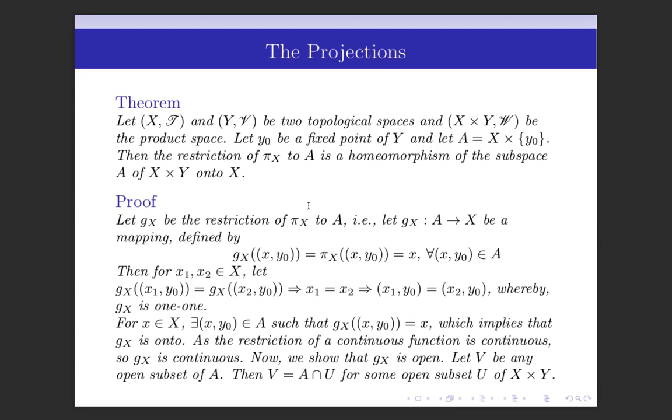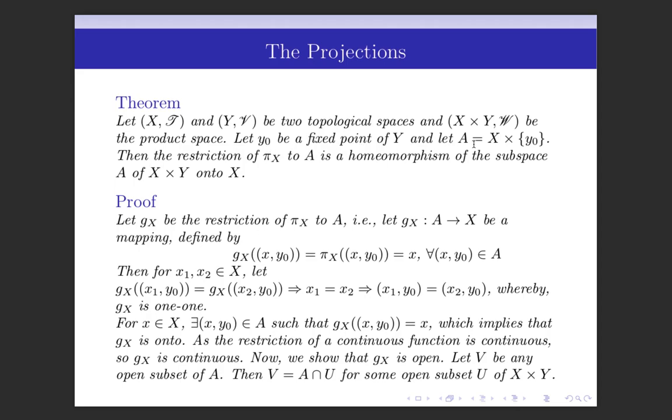Let (X, T) and (Y, V) be two topological spaces and (X × Y, W) be the product space. Let y₀ be a fixed point of Y and let A = X × {y₀}. Then the restriction of π_X to A is a homeomorphism of the subspace A of X × Y onto X. Here it is given that y₀ is a fixed point of Y.